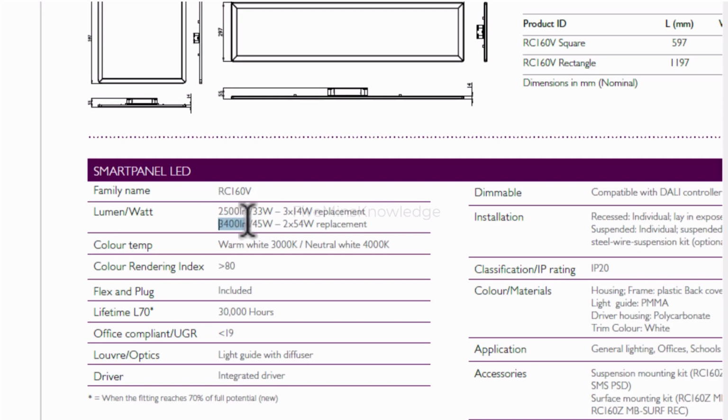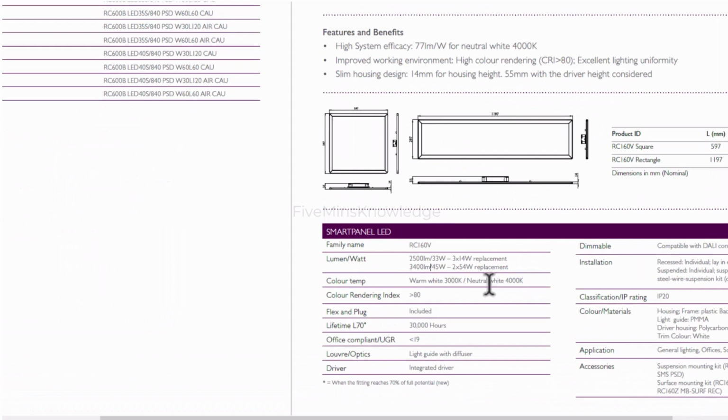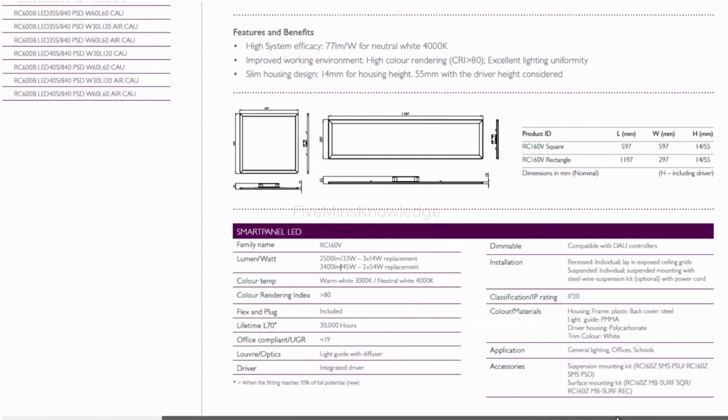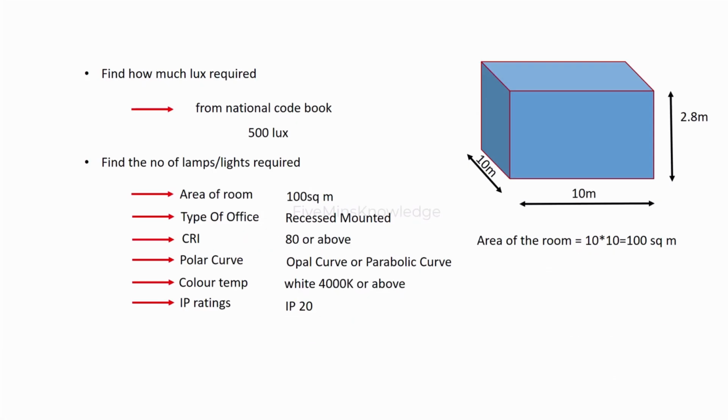I will use this value in the next section. And this light has the same polar curve that we wanted, so we'll choose this light only. So this light has 3400 lumens, 45 watt, and all other conditions already match. You can get the dimension of this light. So let's go to the calculation part again. So already all conditions match in the manual.